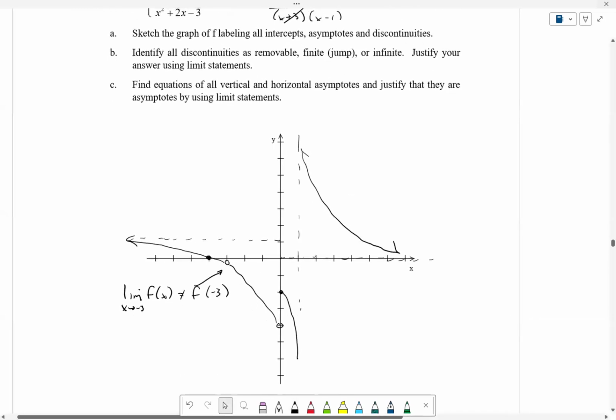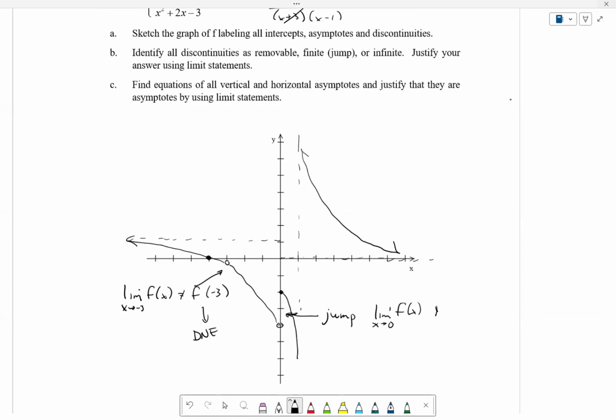Right, it says to justify using limit statements. So it's not enough to just say that f of -3 doesn't exist. You could say this does not exist, but the fact is that they're just not equal to each other. Okay, the next one happens when x is equal to 0. This discontinuity is called a jump, and the problem is that the limit as x approaches 0 does not exist.